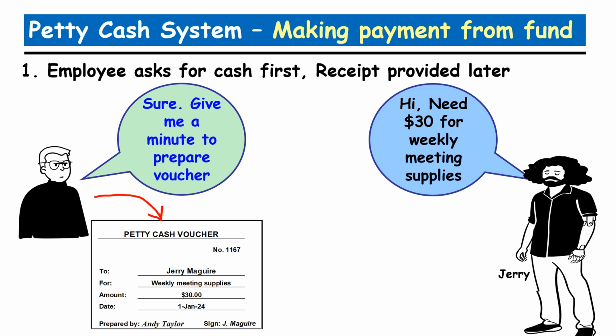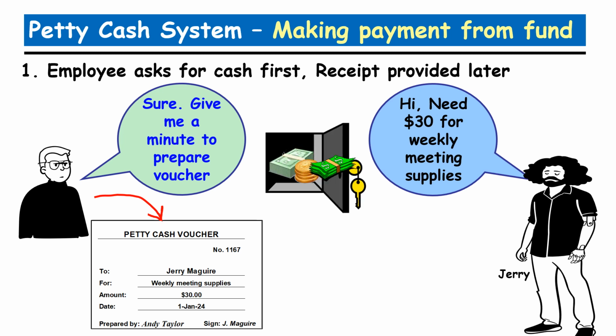So voucher is basically who the payment is going to be, what the reason is for the payment, the amount of the payment, date of the payment as well. Both the preparer and the receiver of the fund or money, in this case Jerry, will need to sign that petty cash voucher.